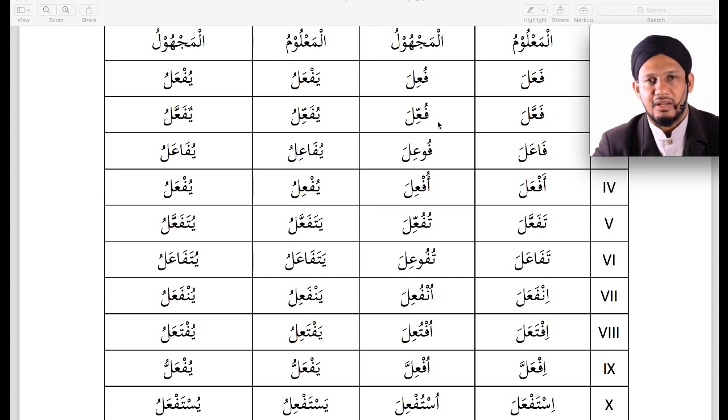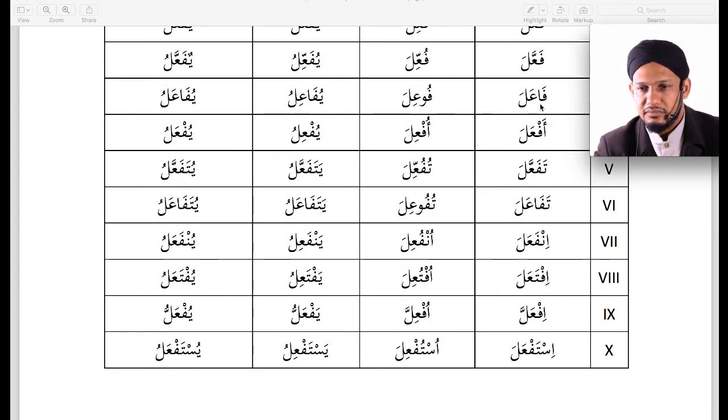You did fa'ala yufa'ilu. That's ma'loom. Af'ala yuf'ilu. Tafa'ala yatafa'alu. Tafa'ala yatafa'alu. Infa'ala yanfa'ilu. Ifta'ala yafta'ilu. If'alla yaf'alu. Istaf'ala yastaf'ilu. You did all the ma'loom ones. Now we're doing the majhul ones by converting it using a rule. So fa'ala, the fa becomes a fu, and fu'ila.